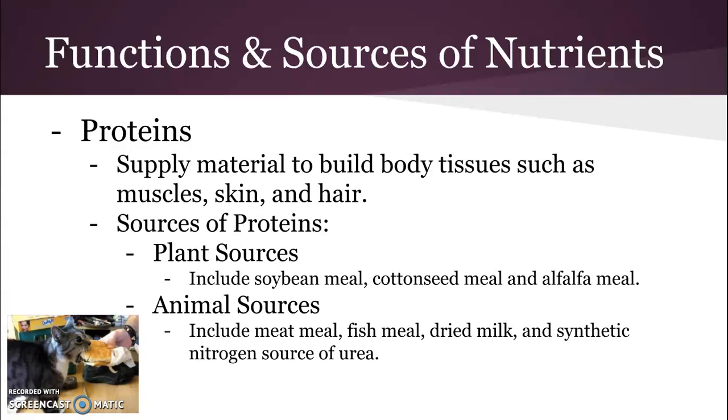Proteins. So proteins supply material to build body tissues like muscles, skin, and hair. There's two main sources of proteins. There's plant sources and there's animal sources. Plant sources of protein are going to include things like soybean meal, cottonseed meal, and alfalfa meal. It's basically the plant word in front of the word meal. Okay, so plant name meal, you know it's a plant protein source. Animal sources are going to include things like meat meal, fish meal, dried milk, and synthetic nitrogen. And the source of that synthetic nitrogen is actually urea.